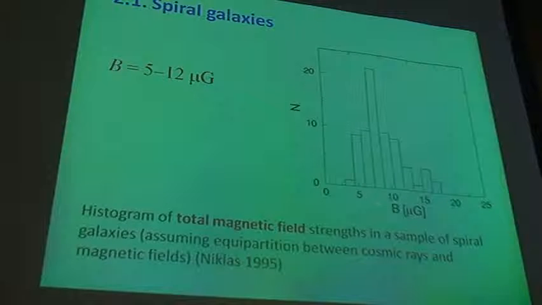As we can see, there are some galaxies with very weak magnetic fields, some with very strong, but typical magnetic fields range from 5 to 12, something of the order of 10 microgauss. These are total magnetic fields. Part of this field is regular and part is random.